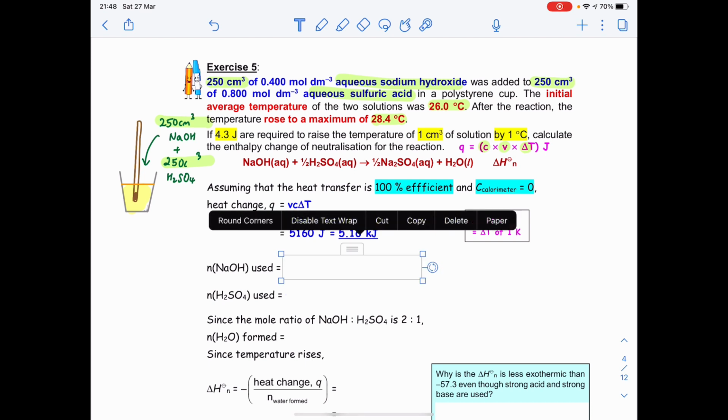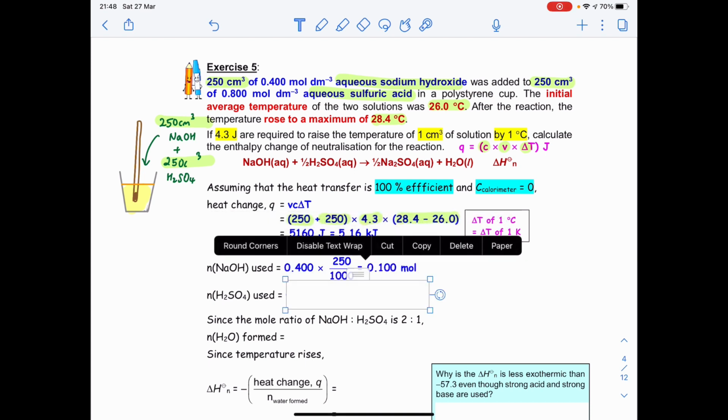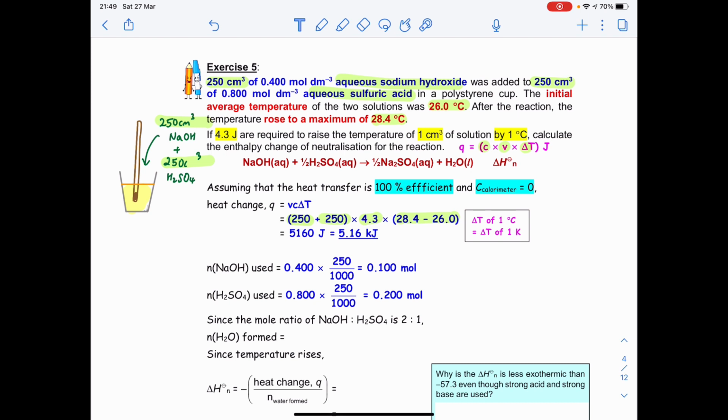Then you will proceed to calculate the amount of sodium hydroxide used in the reaction and the amount of sulfuric acid used in the reaction. From the mole ratio of 1:2, you will determine which is the limiting reagent. So from here, clearly sodium hydroxide is the limiting reagent.